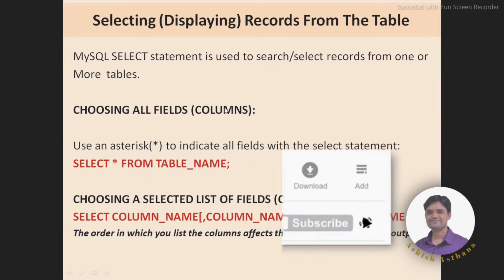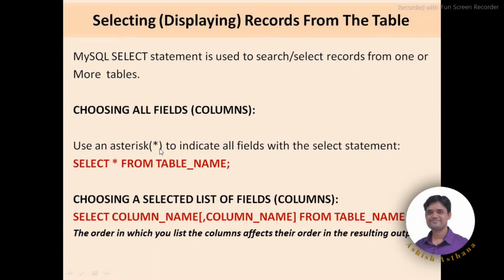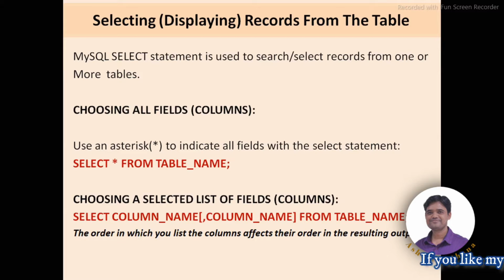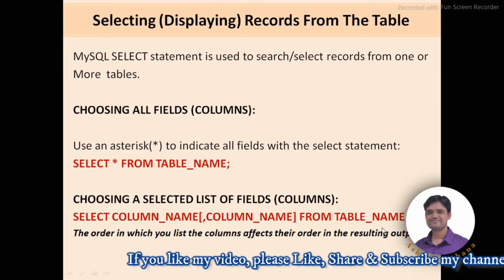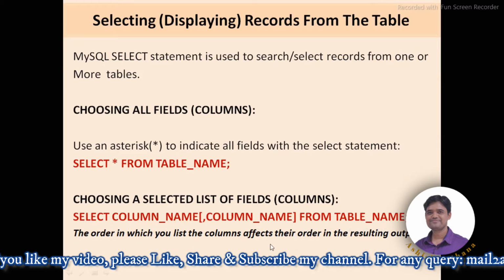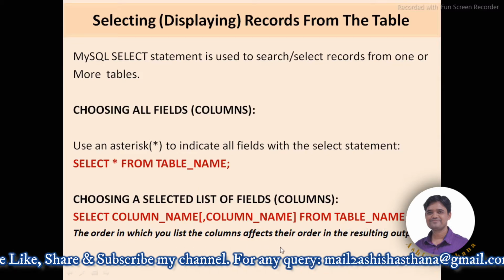If you want to display all columns from your table, you can use the asterisk symbol, which indicates all fields, with the select statement. The syntax is select asterisk from table name, and mark the semicolon, so it will display all the information or records from your table. If you want to see some specific columns from your table, you can use the select statement with column names. The syntax is select column name, then use a comma, again column name, from table name. The order in which you list the columns affects their order in the resulting output.